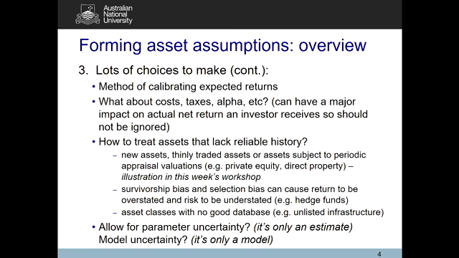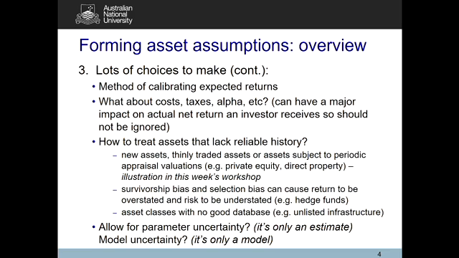How do you treat assets that don't have a reliable data history? For example, new assets don't have any data history, so if you want to do a quantitative analysis of it, you'll have to somehow model what that history might have looked like. Thinly traded assets or assets with appraisal valuations, remember that leads to smoothed returns, and I'll show you a numerical example in the workshop. You've got an issue of survivorship bias and selection bias, which can overstate return and understate risk. Take hedge funds as an example.